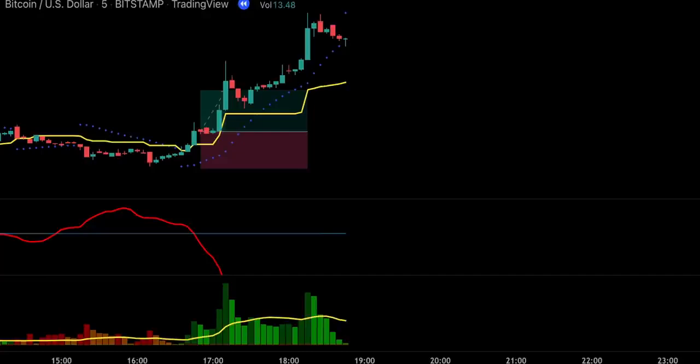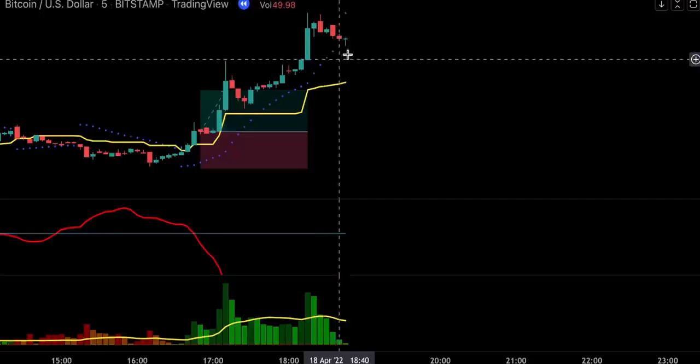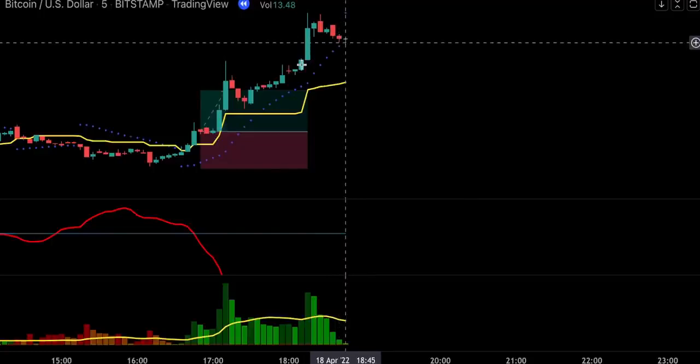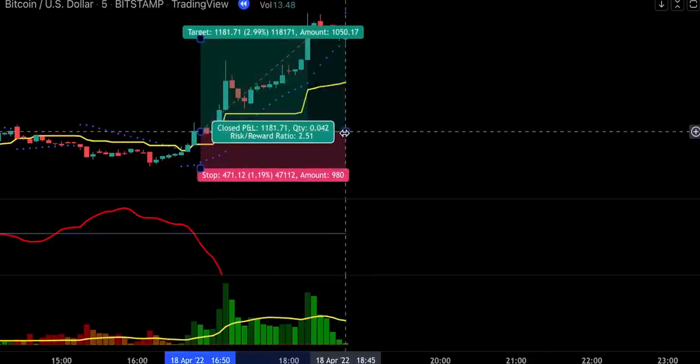Okay, so we see this trade is profitable and we had an exit signal right on its candlestick. Our risk to reward ratio on this trade was 2.51, and since we're risking 2% of our account per each trade, on this particular trade we could have made 5% profit.